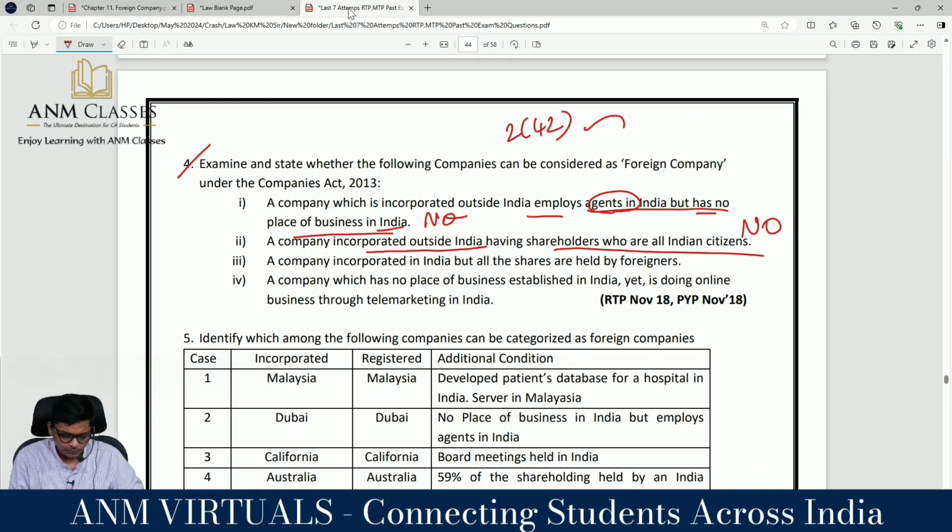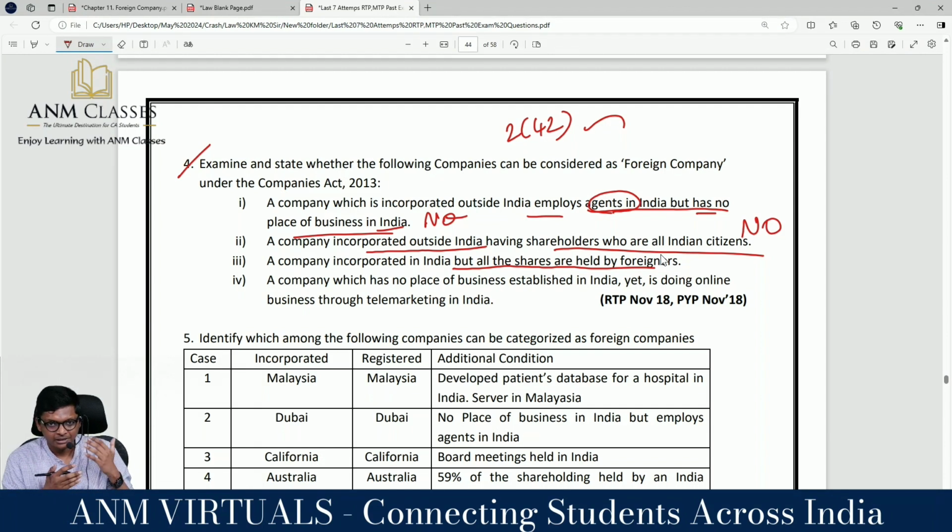Next. A company incorporated in India, but all shares are held by foreigners. Is it a foreign company? What company is it? It's an Indian company. Incorporated in India, I don't have to see anything else.